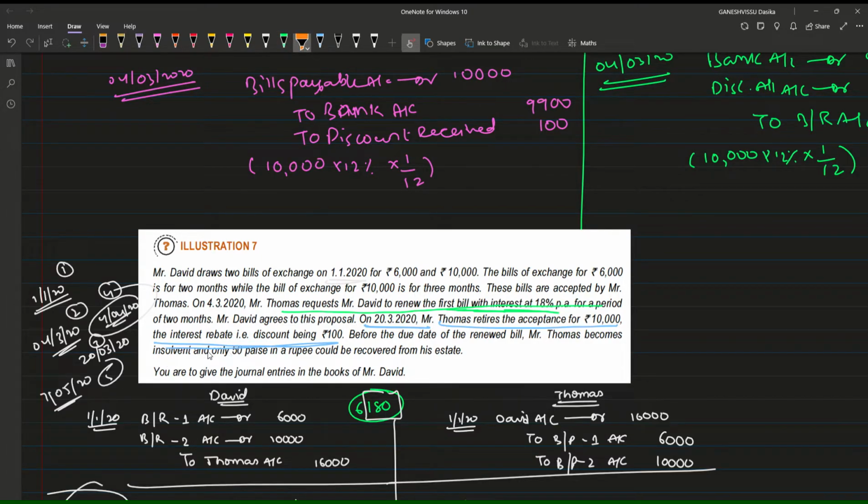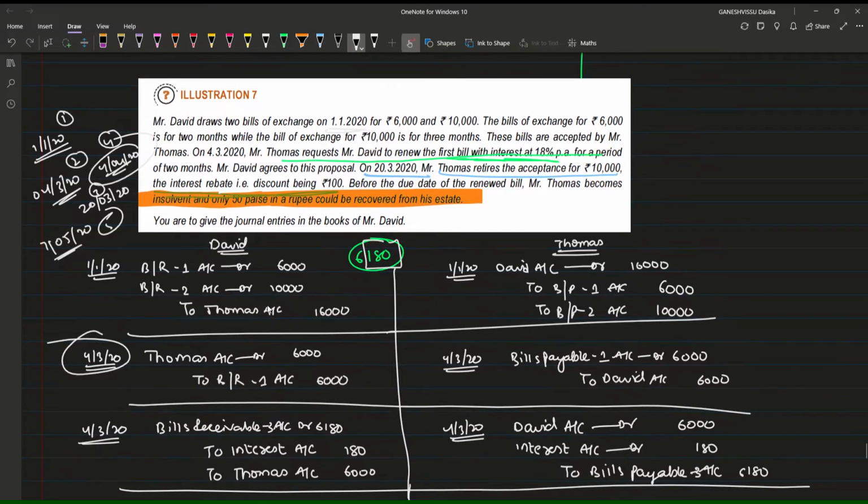Only 50 paisa in a rupee could be recovered from his estate. Only 50 paisa in a rupee means for 1 rupee we are going to get half a rupee. I repeat, if you have 500 rupees, from this 500 you are going to get only 50%. That means 50 paisa in a rupee is nothing but 50%, half. So you are going to get only 250, and the other 250 is bad debts. In case of a debit, that would be called bad debts.